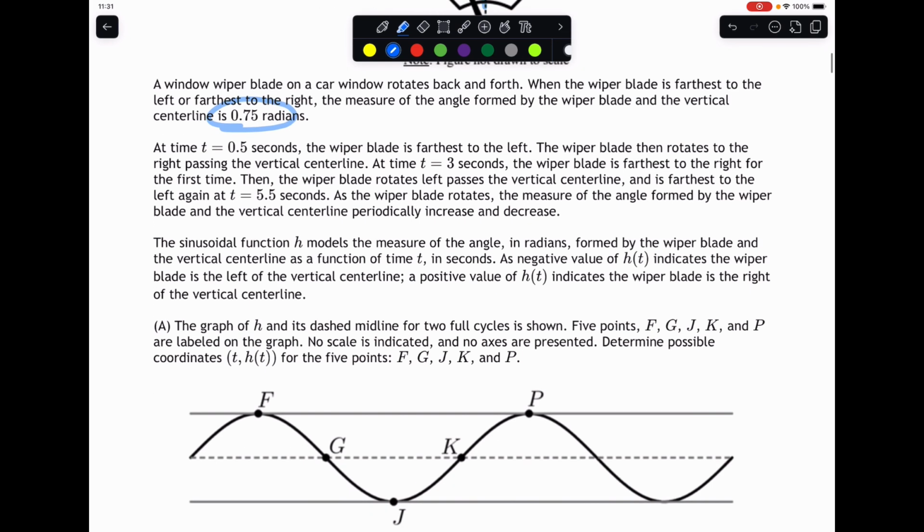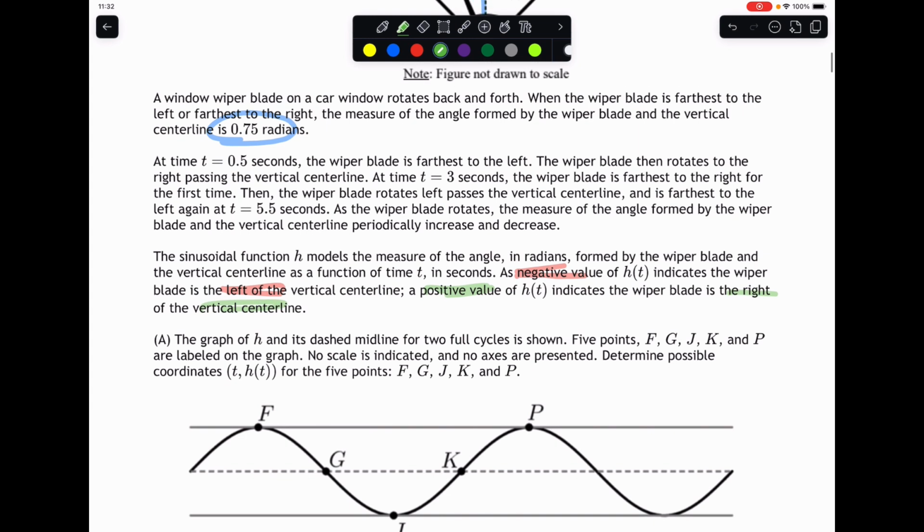Now, a sinusoidal function h models the measure of the angle in radians formed by the wiper blade and the vertical central line as a function of time t in seconds. A negative value of h indicates that the wiper blade is on the left, and a positive value of h indicates that the wiper blade is to the right. So here we are on the left side, so this is going to be negative. And then we are on the right side, so that's going to be positive. So the wiper blade again.